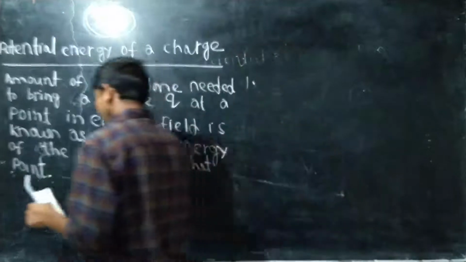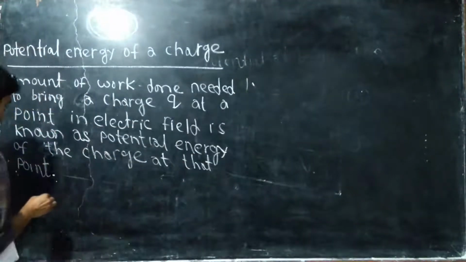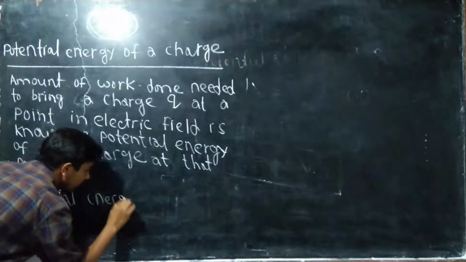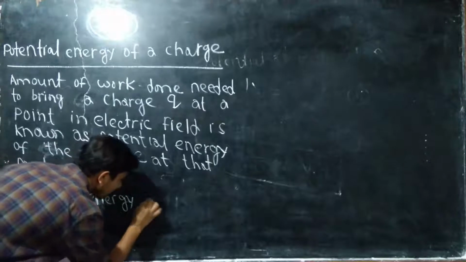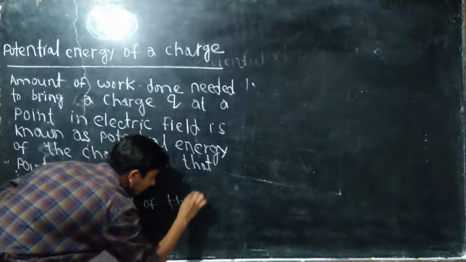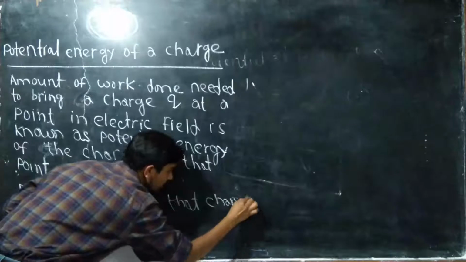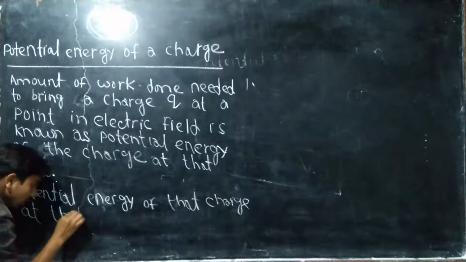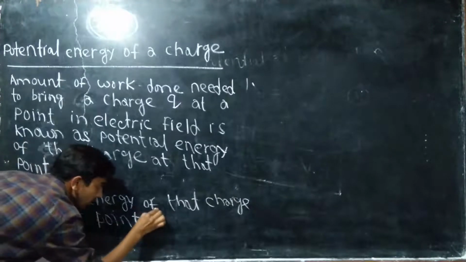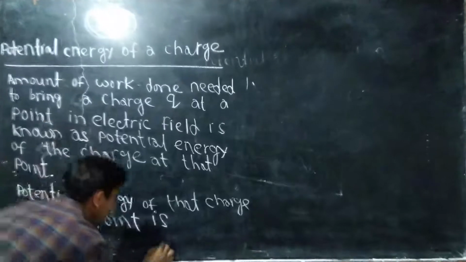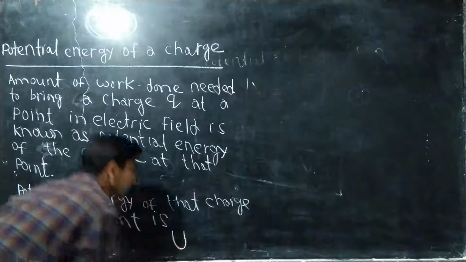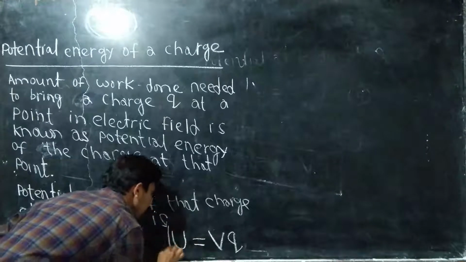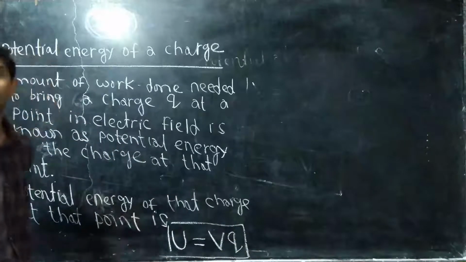Same formula, this potential. So we can write here the potential energy of that charge at that point is U, right? And this U is equal to V into Q. Same formula, right? The formula you wrote.